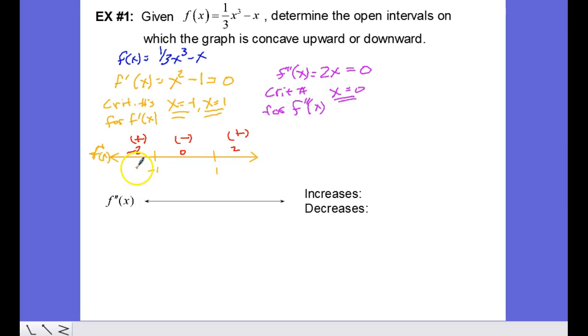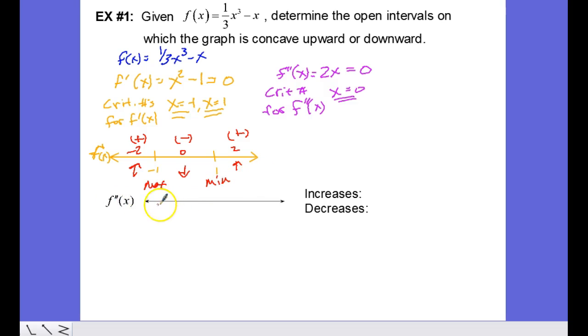And so what that means for our original function is that it is increasing on this interval, decreasing on that interval, and increasing on this interval. Now, if I'm going from increasing to decreasing, that means that this critical value must be a maximum. And since I'm going from decreasing to increasing, this critical value must be a minimum.